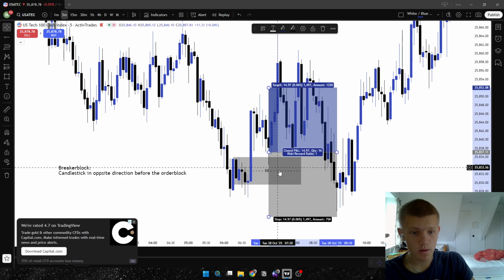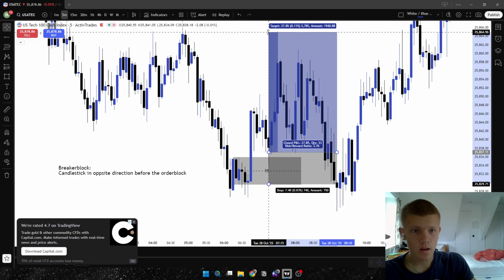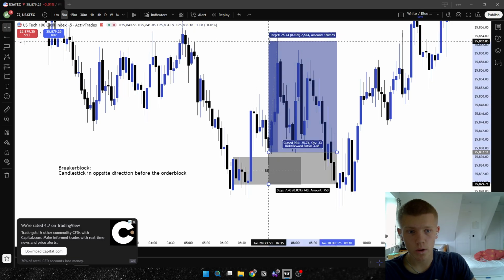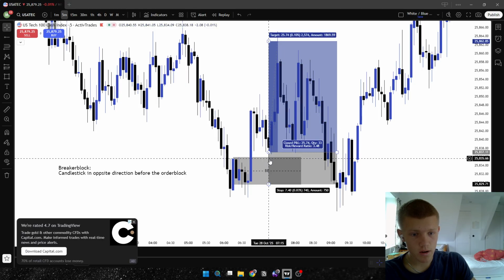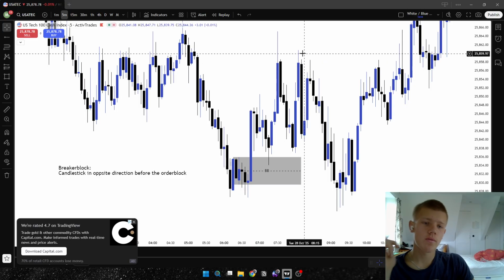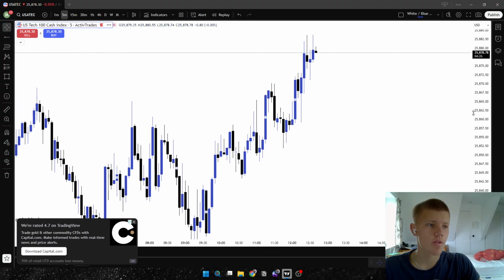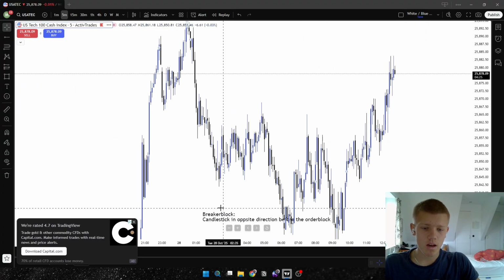And if we would have bought here somewhere and targeted some highs, we would have hit TP. We would have won the trade because we come down and tap into the breaker block, and then we go higher. That is going to be everything for this order block, a little bit of breaker block, and a quick inverse fair value gap thing that I wanted to say. That is my understanding of it.